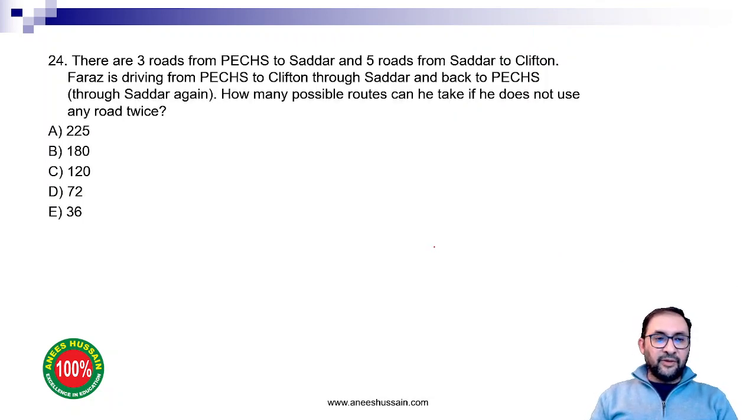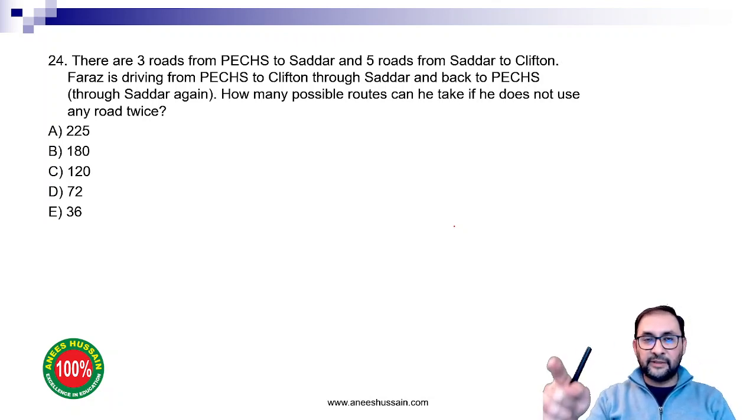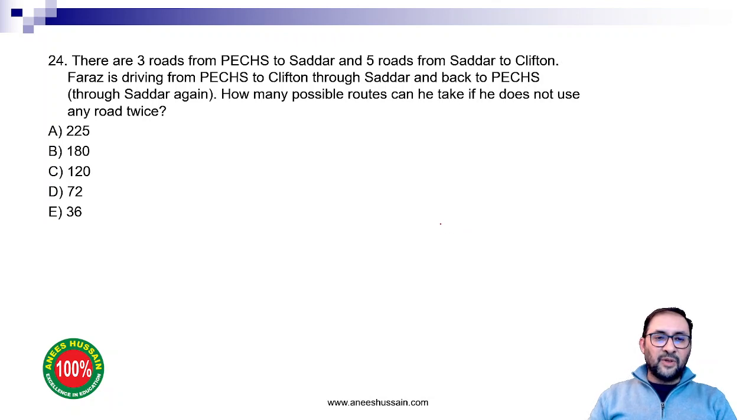Question 24. There are 3 roads from PECHS to Southern, and there are 5 roads from Southern to Clifton. Faraz is driving from PECHS to Clifton, through Southern, and back to PECHS through Southern again. He goes from PECHS to Southern, and Southern to Clifton, Clifton back to Southern, and from Southern to PECHS back again. How many possible routes can he take if he does not use any road twice? So repetition of a route is not allowed.